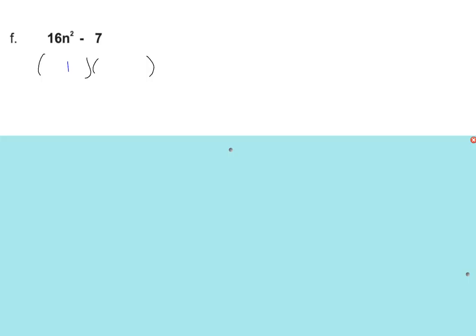Hopefully you all put a plus in the middle of the one and a minus in the middle of the other, right? You all put the square root of the front in the front, 4n, right? Oh, you're just about there. So what do I put in the back? 7? No, what do I put in the back? Square root of 7, right?